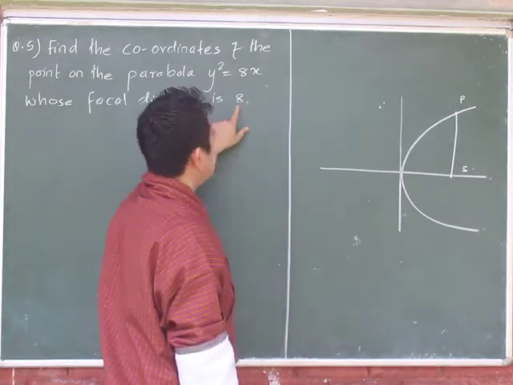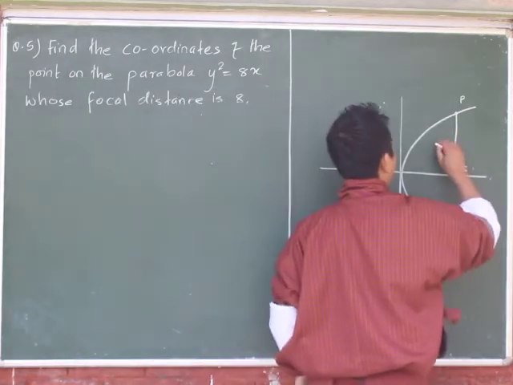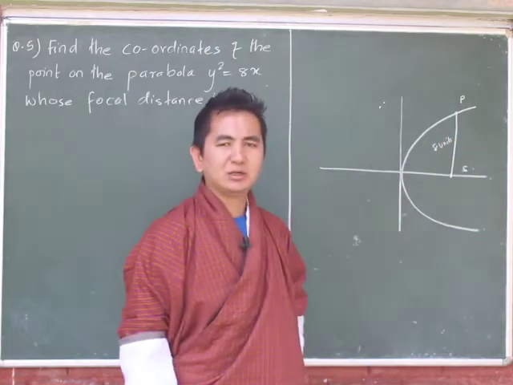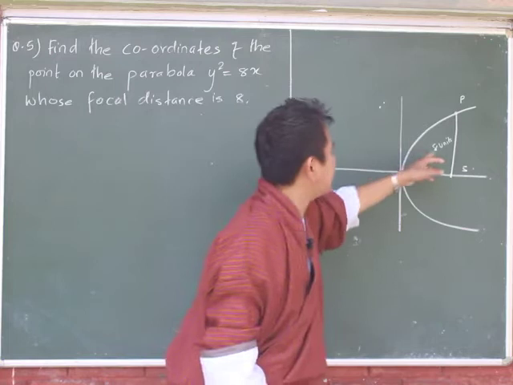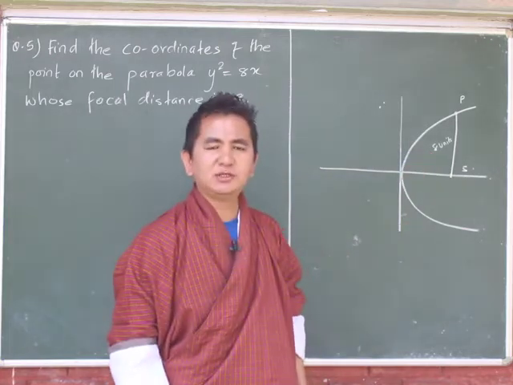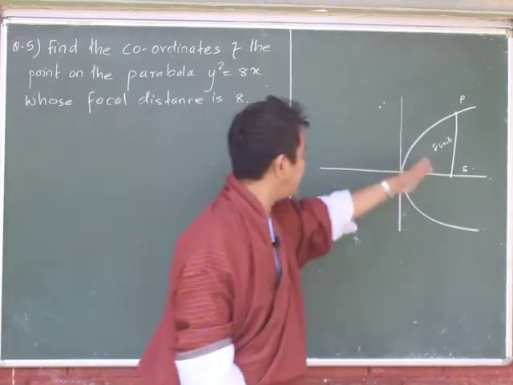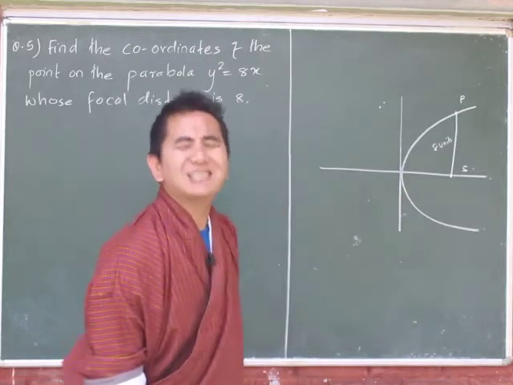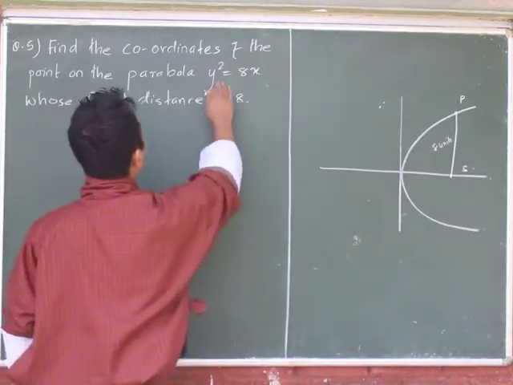What focal distance is given? This is given as 8 units. That means it's the same as saying semilatus rectum is 8 units. So the length of the latus rectum is equivalent to 16 units. So now this is okay.